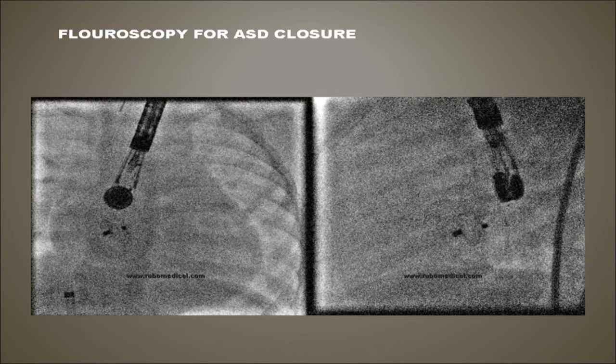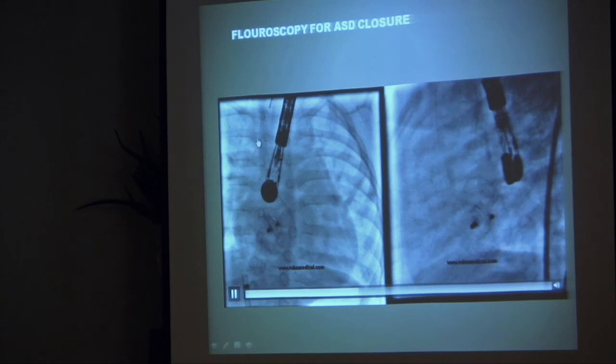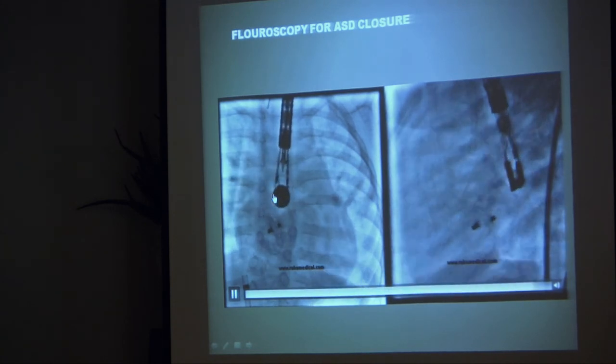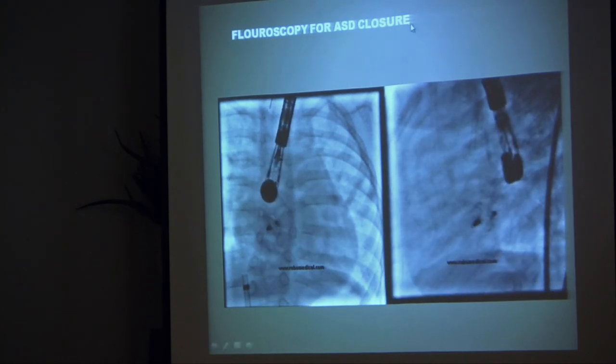Here's an example of fluoroscopy for ASD closure. So this is the classic AP lateral view after implantation of an Amplatzer device. This is a huge device. You can see what we're doing here. We're using fluoroscopy, looking at the device in 2 views, AP and lateral, but there's something here in this patient's esophagus, and that is the transesophageal echo probe. Absolutely key to guiding these interventions.